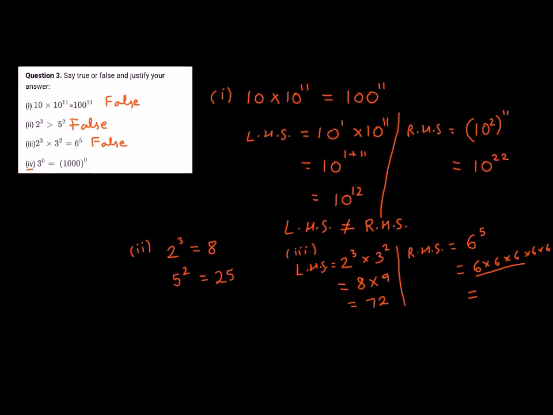For the fourth part, 3 power 0 will be 1 and 1000 power 0 will also be equal to 1. We know that any number with power 0 is 1 only. So 1 is equal to 1. This statement is true.